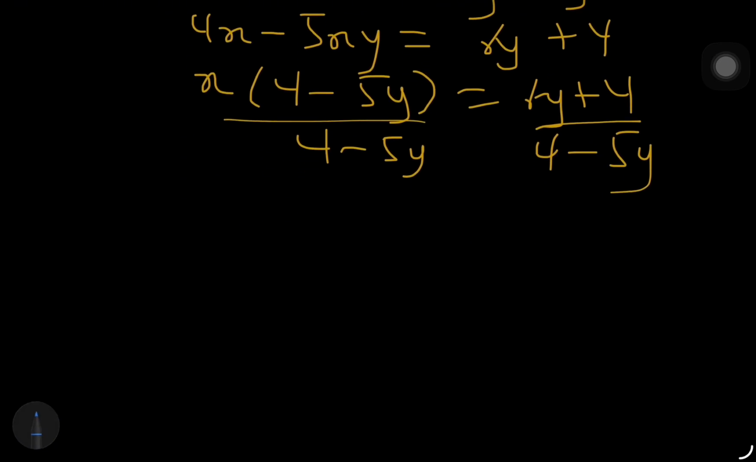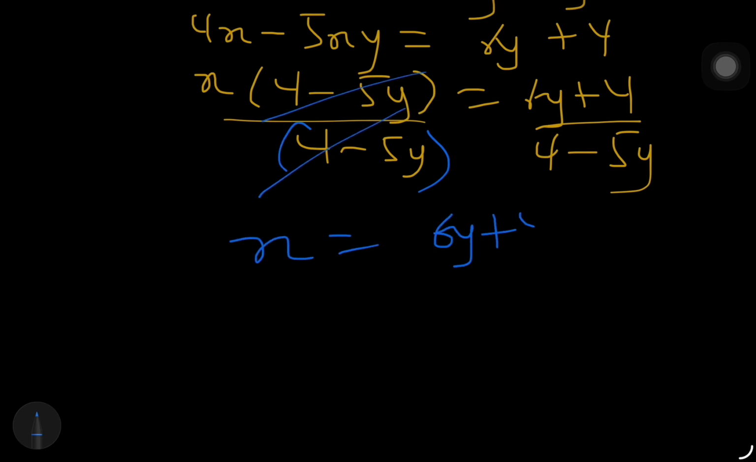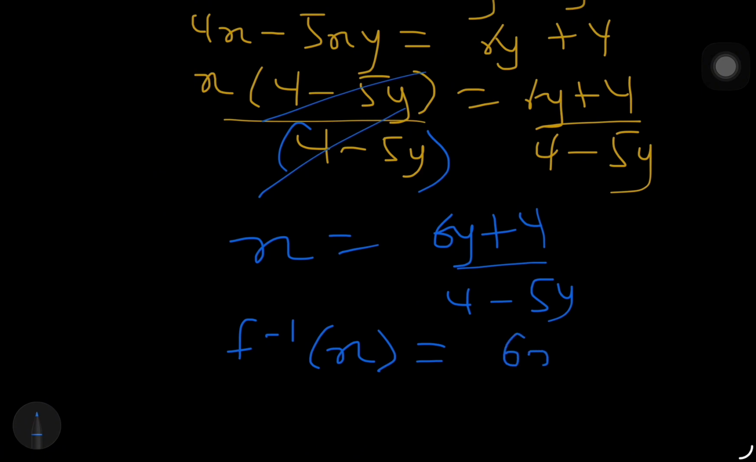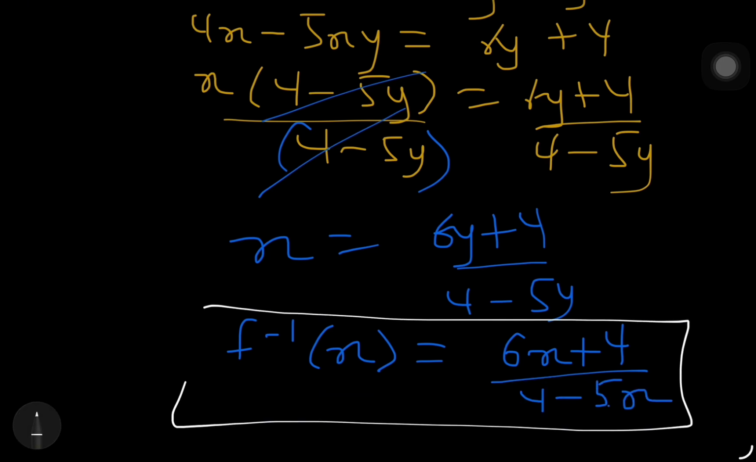we're going to be getting this taking care of this, such that x is equal to 6y plus 4 over 4 minus 5y. So we redefine our variables and have f inverse of x being equal to 6x plus 4 over 4 minus 5x. As simple as it can be.